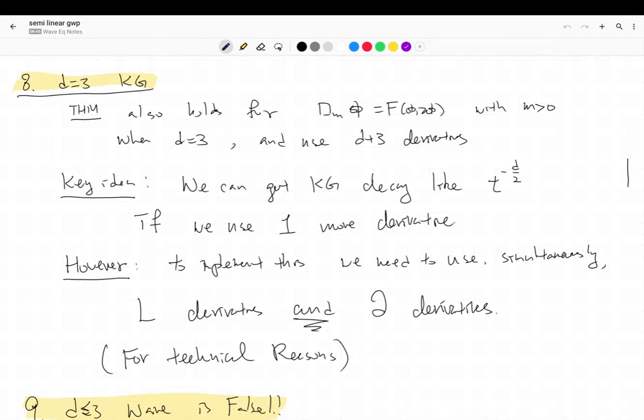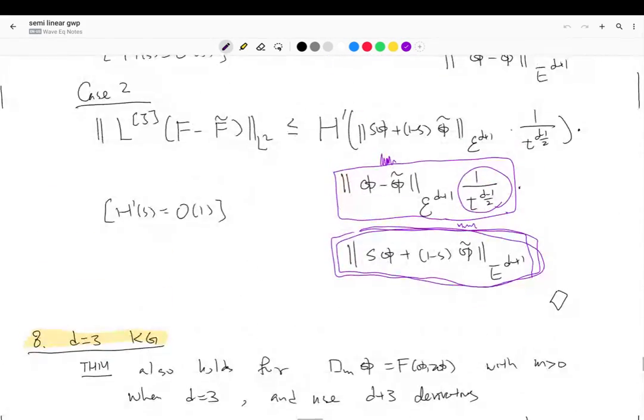Now the key idea really is that we can get Klein-Gordon to decay like t to the minus d over 2 if we use one more derivative. Okay. And particularly this means that for derivative terms. However, there's a sort of small problem because if we look at a pointwise estimate, right?